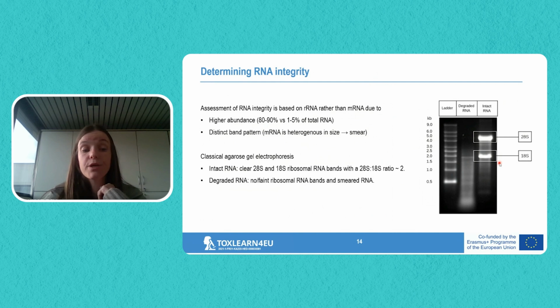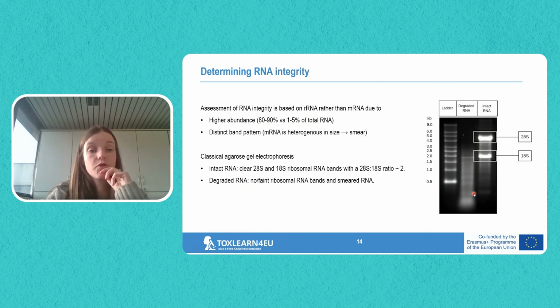So for degraded RNA, what you will often see is that the ribosomal RNA bands are faint or even completely absent, as you can see in this example here. And you will also see a very strong smear of the RNA. So this is one quite convenient method to determine RNA integrity.